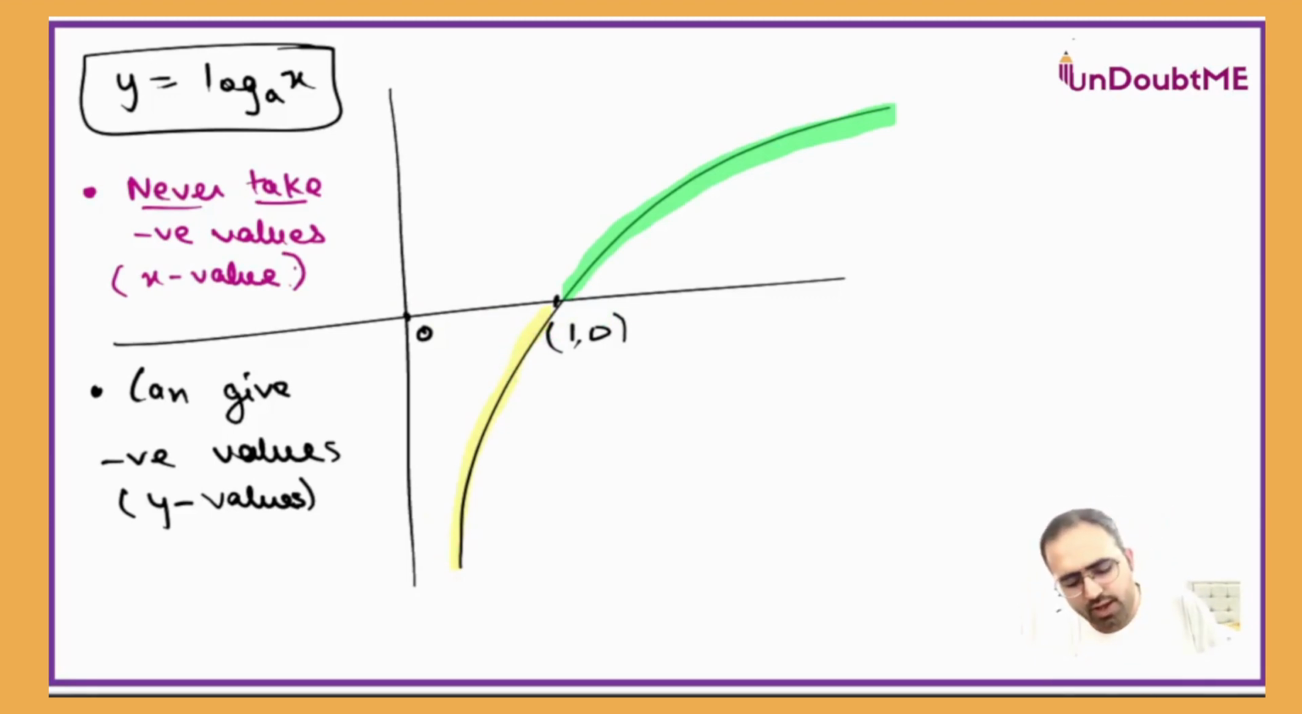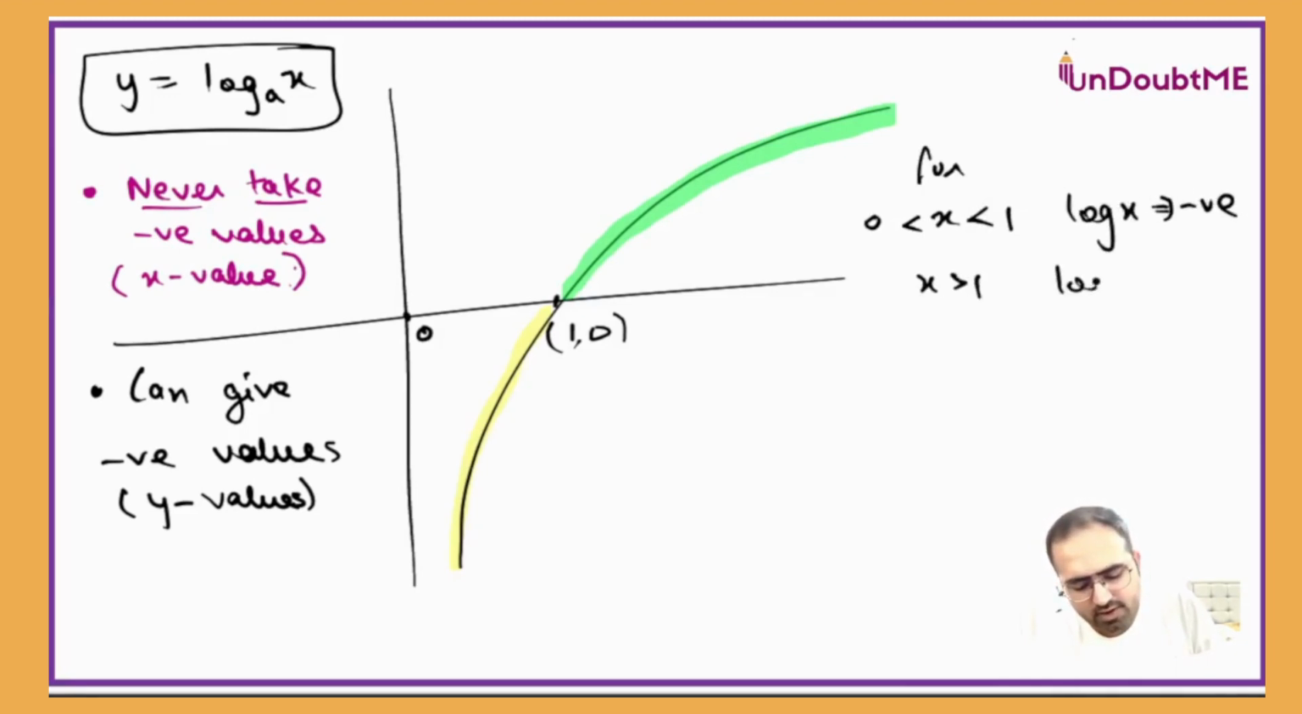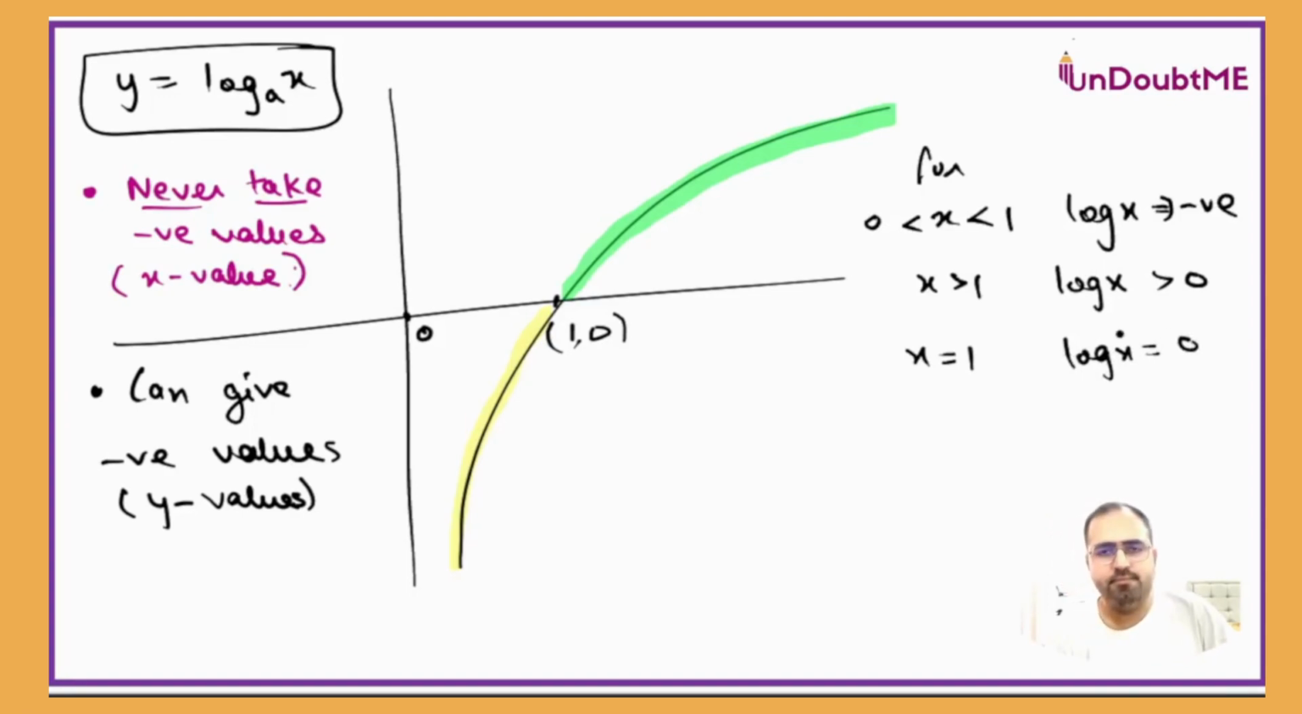Okay, so that also I can write that for x between 0 to 1, log x is always negative. For x greater than 1, log x is always positive. For x equal to 1, log x is equal to 0. Okay. For x less than 0, log x is not defined.